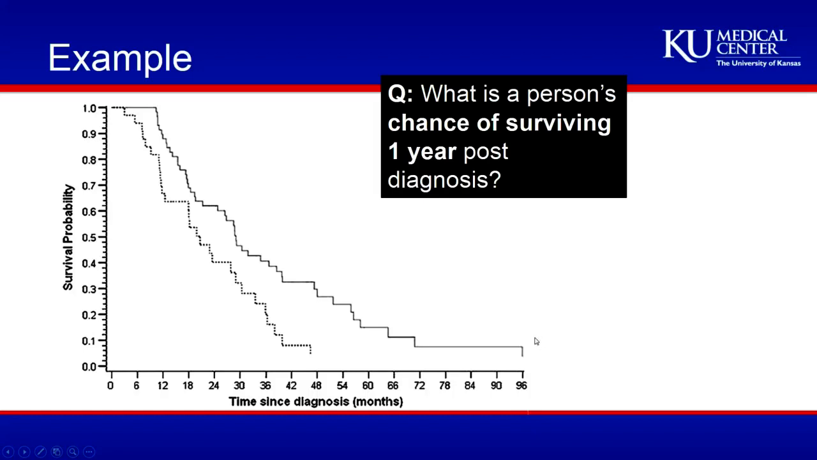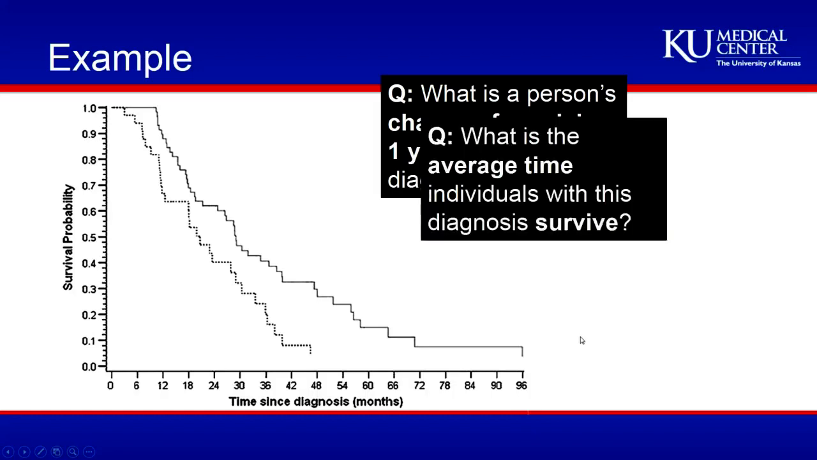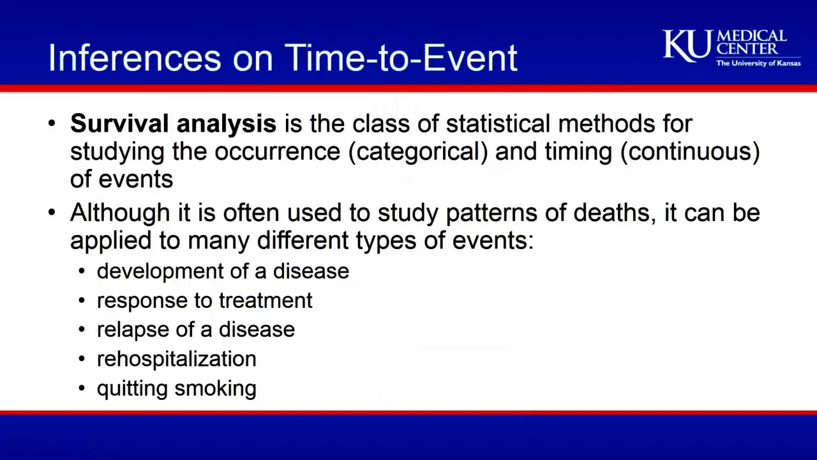And so the kinds of questions that we ask revolve around what are a person's chances of surviving for a year past some kind of diagnosis? Or what's the average time individuals with this diagnosis survive? Likewise, we could be asking questions like this as it relates to different kinds of treatments instead of diagnoses, so it can be applied universally.